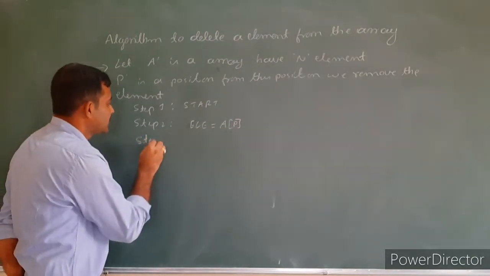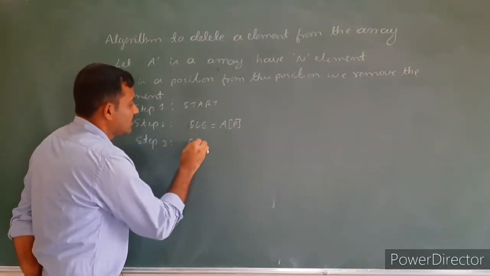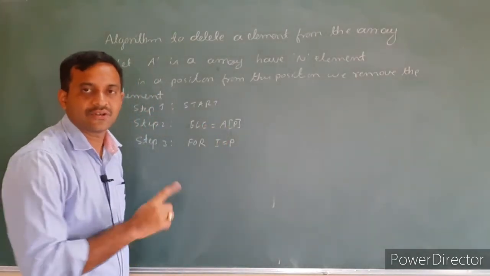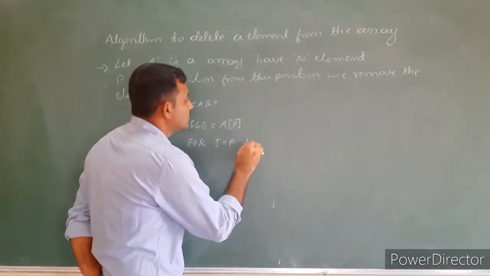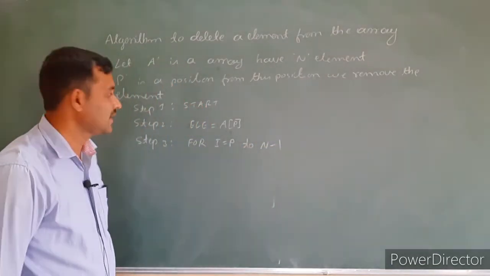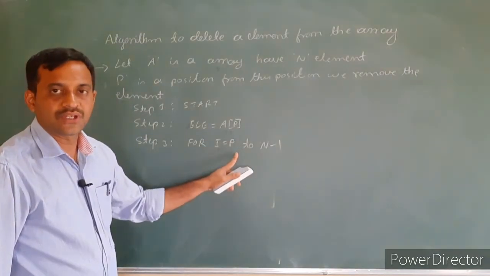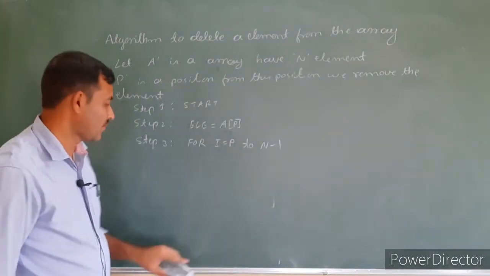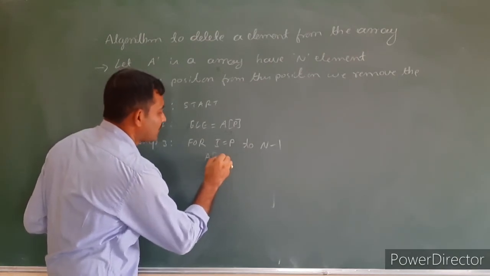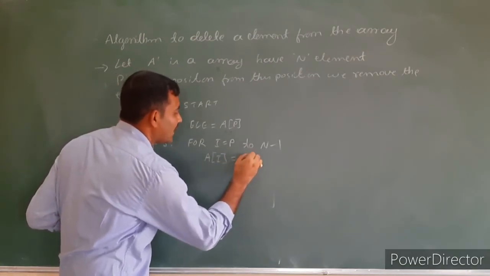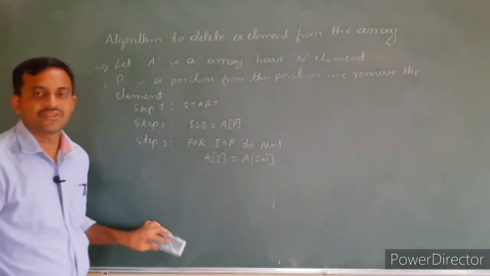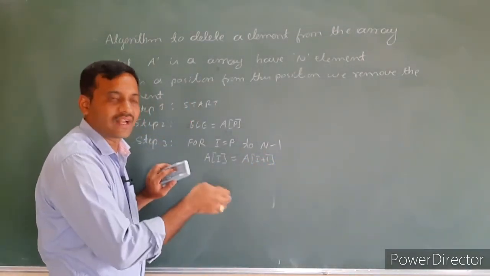In this step 3, initialize I value which is equal to p. I equals p to n minus 1. So we have to increase I value from p, the given position, to n minus 1. Then at the same time, for the a of I value, assign the a of I plus 1 value. So hence the element is overwritten.